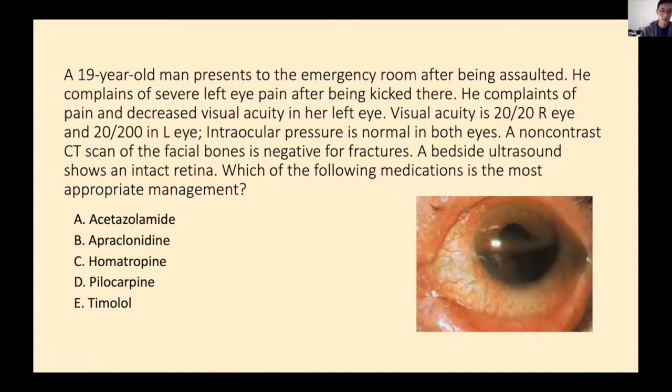So the correct answer is going to be C, homatropine. This patient has a hyphema with normal intraocular pressures. A, B, and E can all be used to decrease aqueous humor production, which could be helpful if there was increased intraocular pressure, but that is not the case for our patient. And I'll talk about why D is not the correct answer.